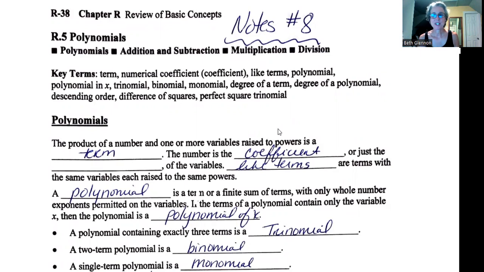Hi, math lovers. Today we're going to go through some vocabulary review of addition and subtraction of polynomials. So here I have some vocabulary for you, some things that I know you're already really familiar with.